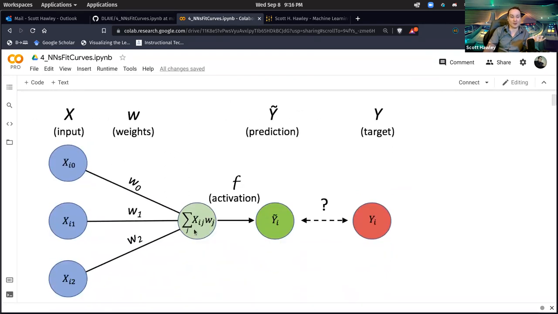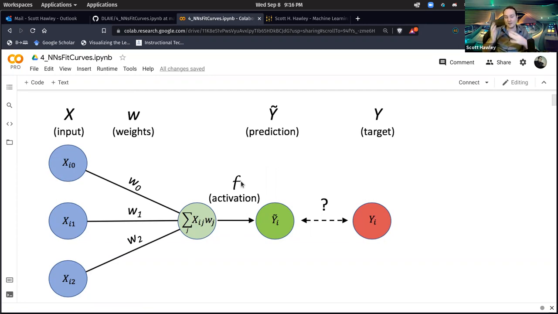So like this little summation symbol, say we've got some input and it's got different parts to it, like pixels in an image or columns in a spreadsheet. And we're just going to sum them up. But instead of just summing them, we're going to weight each of these by some different amount, right? And that'll be our weighted sum. And then we're going to smash it through some nonlinear activation function. I'll show you some examples of those.